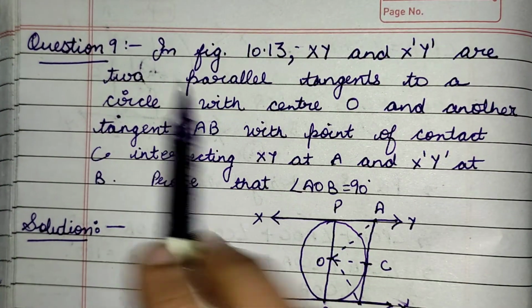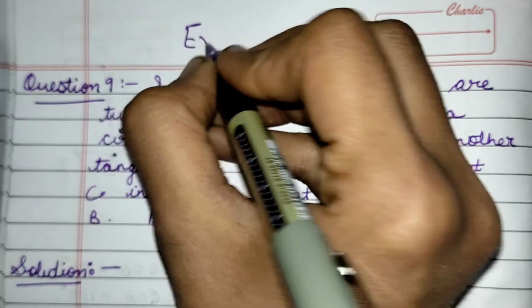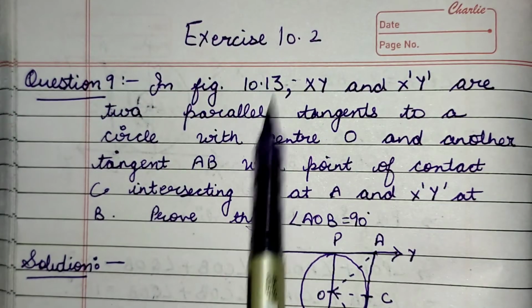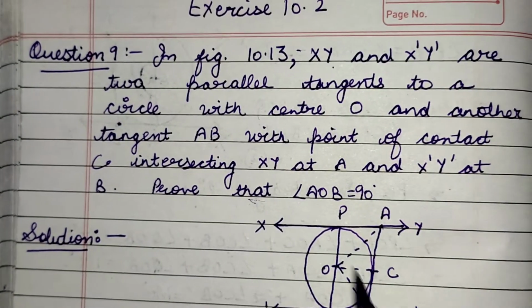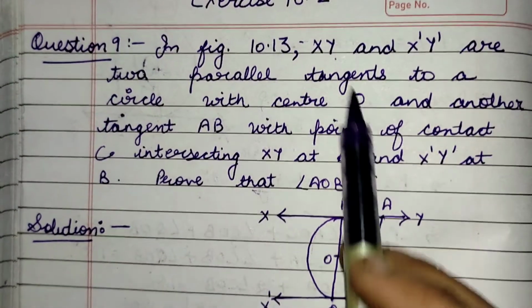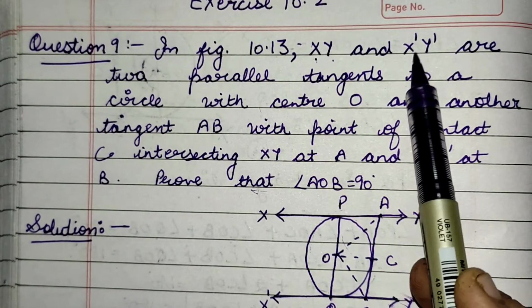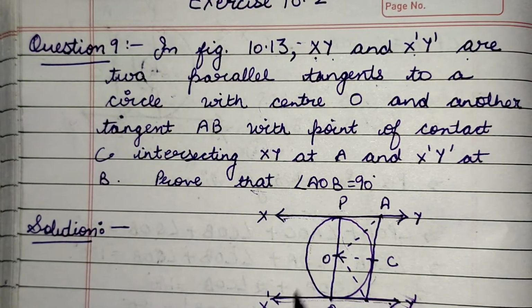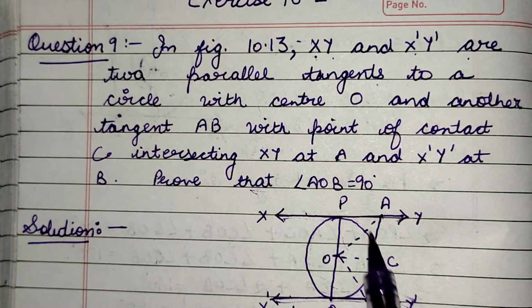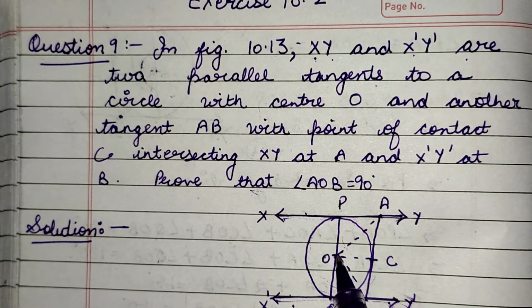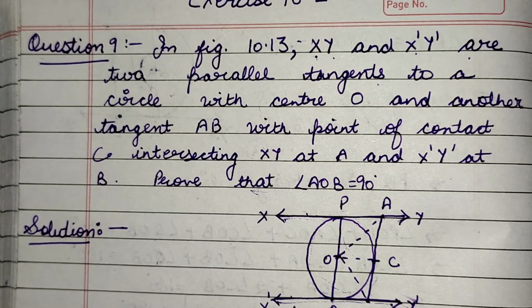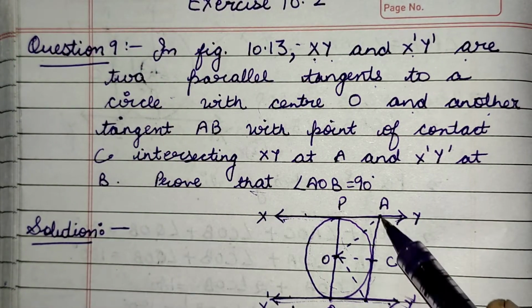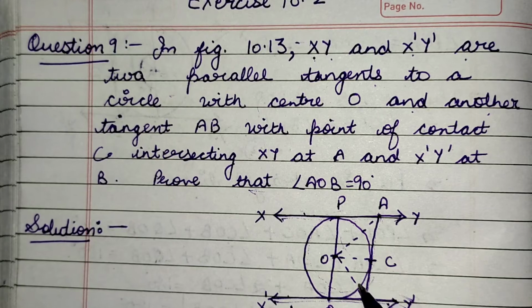So let's start question number 9 of exercise 10.2, which says that in figure 10.13, this figure is given in your book. So what says this figure? It says XY and X'Y' are two parallel tangents to a circle with the center O. The center of the circle is given to you as O, and another tangent AB with the point of contact C.